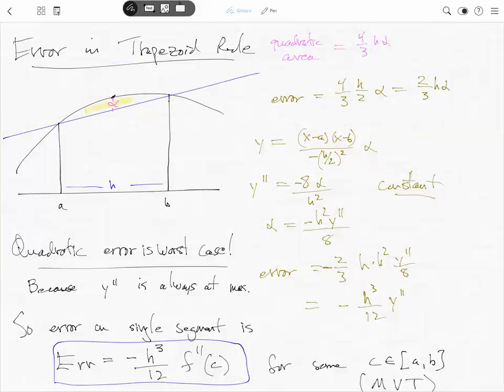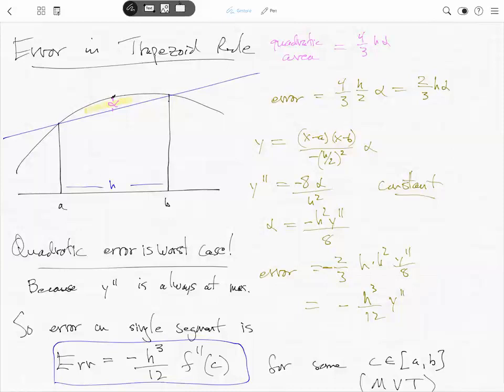Right? Well, if the second derivative is always at its maximum, that means the second derivative is constant, and what kind of function has a second derivative which is constant? Only quadratic functions. Right? So it must be a quadratic polynomial. So that describes the worst case scenario when we have a quadratic polynomial. So what we found out is in the worst case, the error is minus h cubed over 12 times y double prime. Right? Now, I'm going to invoke the mean value theorem for integrals.